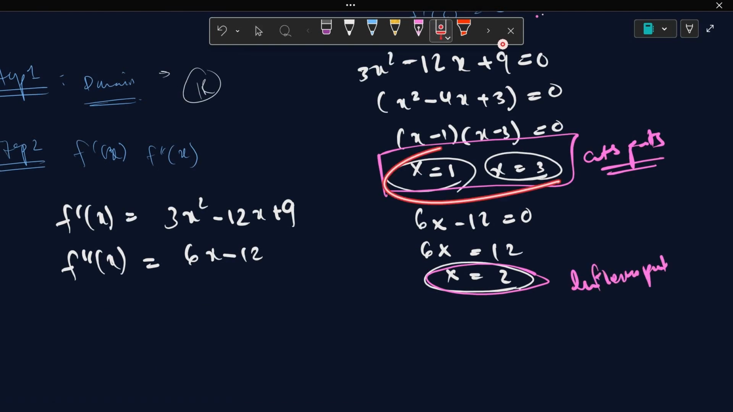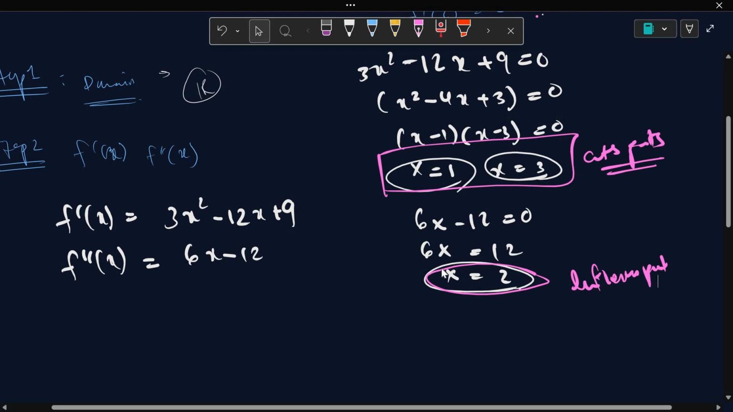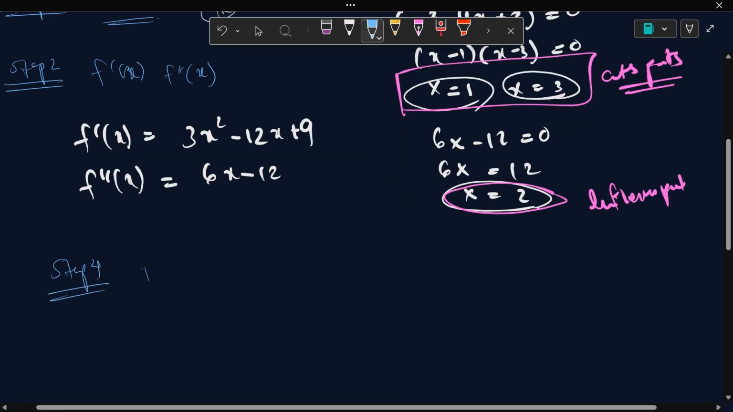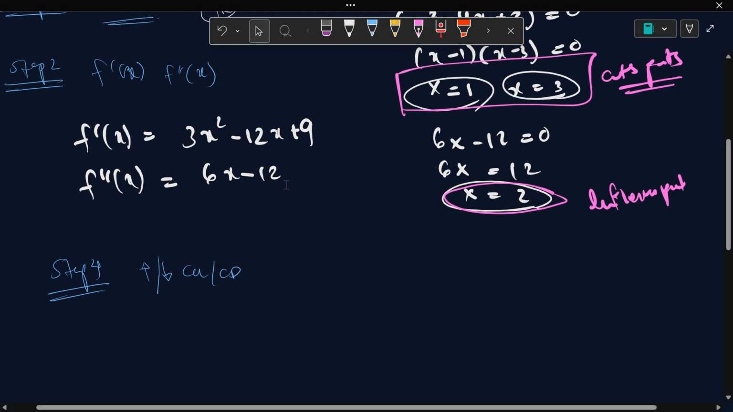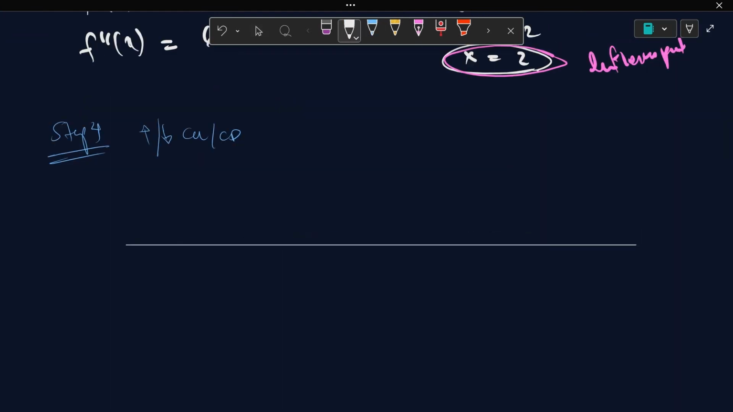Once I have my inflection point and critical points, my step number 4 is to determine the intervals of increasing and decreasing, and concave up and concave down. How can I figure that out? I have my interval given to me like this one.